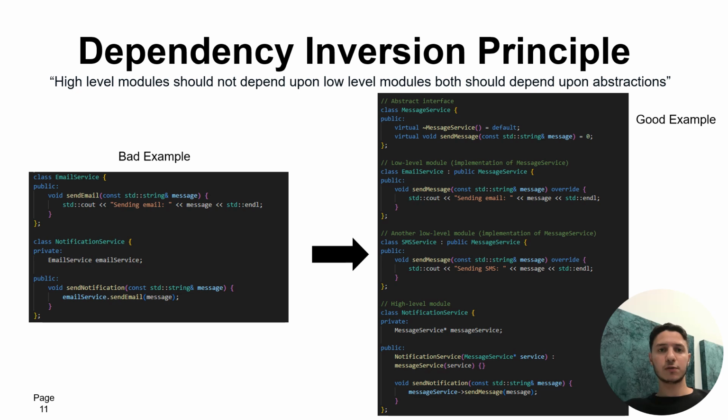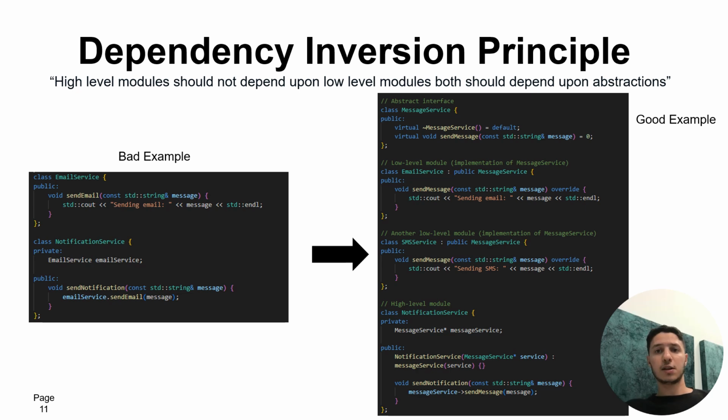In the good example, we solved this by adhering to the dependency inversion principle. This was done by the abstract interface class called message service. We introduced message service, which defines the method called send message. Now we have email service and SMS service that both implement the message service interface. And we have notification service that also depends on the message service interface rather than a concrete class. So now notification service can work with any implementation of message service.